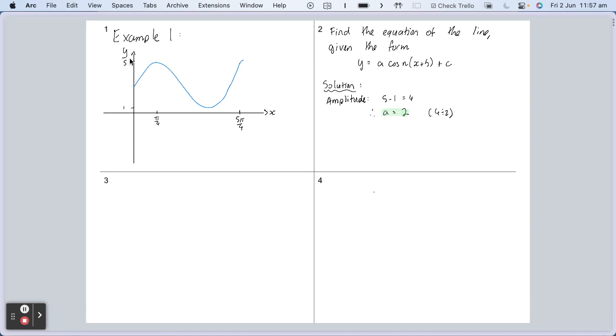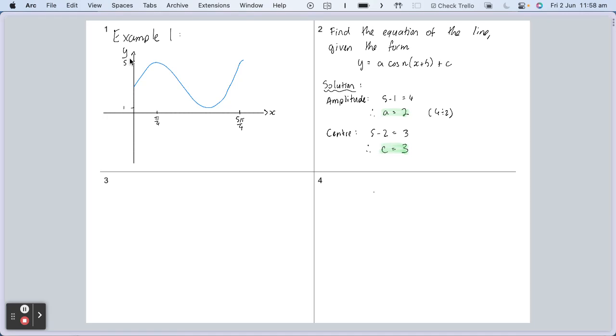Okay, the next thing I would do is work out the centre, and the centre is going to be either take the peak and subtract the amplitude, or the size of the amplitude. Oh, no, amplitude is always positive. So take the peak and subtract the amplitude, or take the trough and add the amplitude. So in my case, I'm going to go 5 minus 2 is equal to 3. Therefore, C is equal to 3, because the vertical translation, remember, is the new centre.